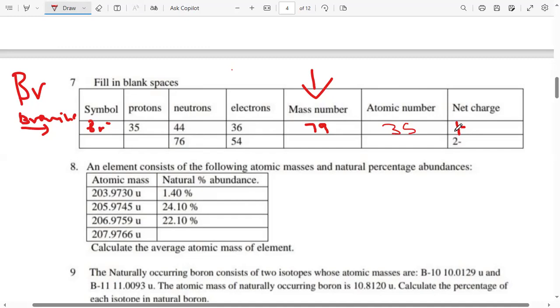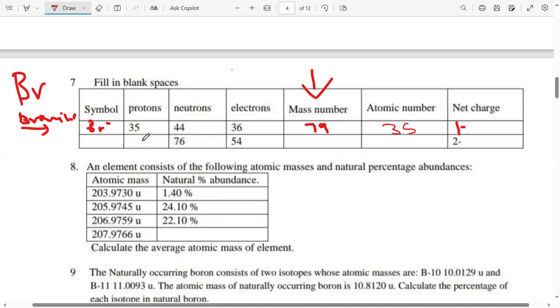If you have any question, please feel free to ask. Let's go to the second one here. We notice that we do not have the number of protons here, meaning we can't know the identity or the name or the symbol for this element or atom until we find the number of protons. That's when we can know.